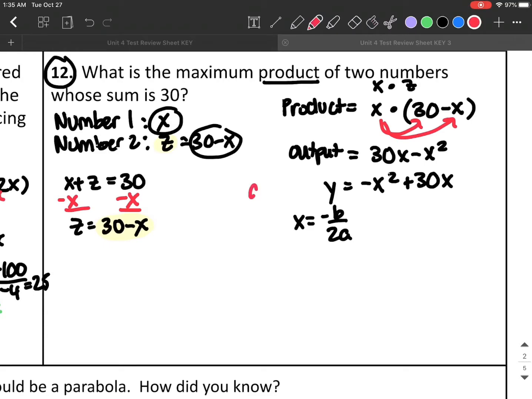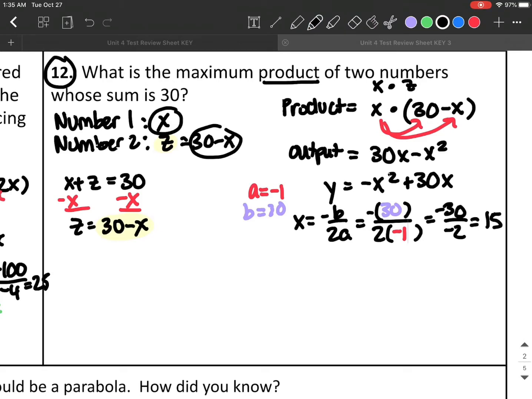For what my a is, I know my a is negative 1, since that's the number in front of x squared here. And then b is equal to 30, since that's the number in front of x. And then I plug those in. So I have negative 30 over 2 times negative 1. And that gives me negative 30 over negative 2, which is 15. So I know that x is equal to 15. That's my number 1. And then my number 2 would be 30 minus 15, which is also 15.